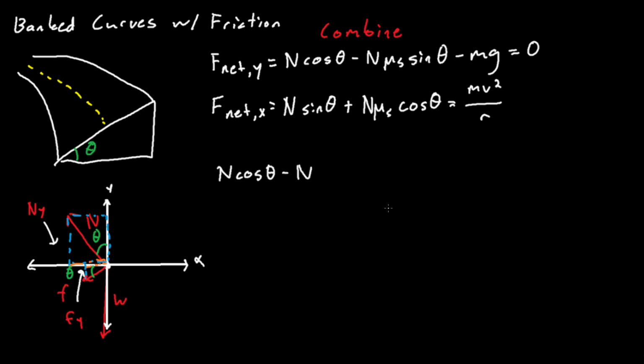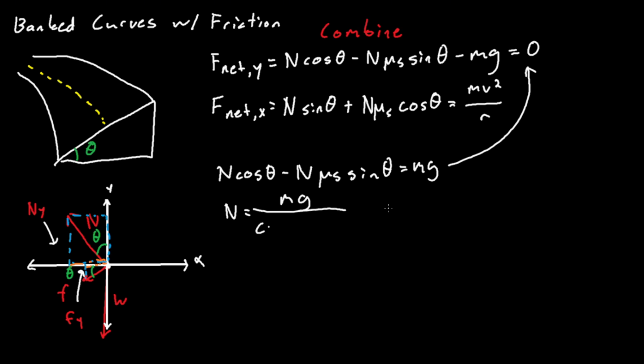So n times cosine of theta minus mu of s sine of theta is equal to mg. Does that make sense here? I just move mg onto the 0 side, and then I can isolate n by factoring out n and then dividing both sides by the factored out equation. So this is equal to our normal force.